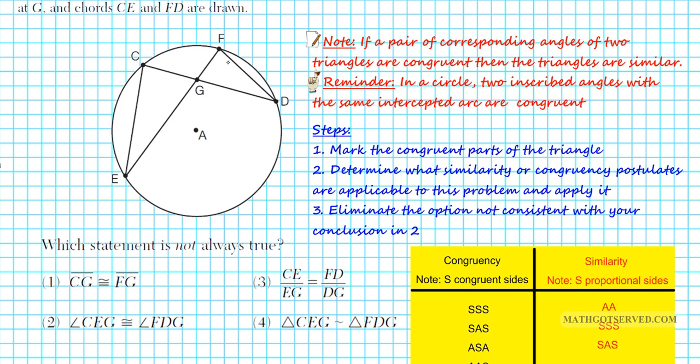All right, so let's take a look at this situation right here. If you look at these 2 triangles, I can make a quick conclusion. I can conclude that angle C is congruent to angle F. How do we know that? Angle C is congruent to angle F because you have 2 inscribed angles with the same intercepted arc.